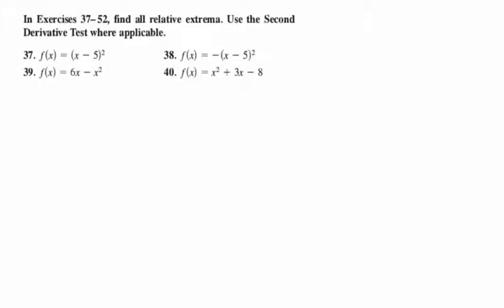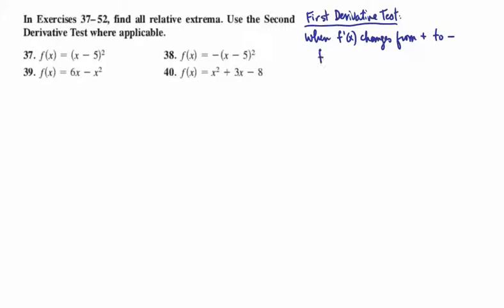In exercises 37 through 52, we want to find all relative extrema, and we want to use the second derivative test where applicable. So let's just review. We have talked about the first derivative test, and the first derivative test says that when the first derivative changes from positive to negative, f of x has a relative maximum at that point.